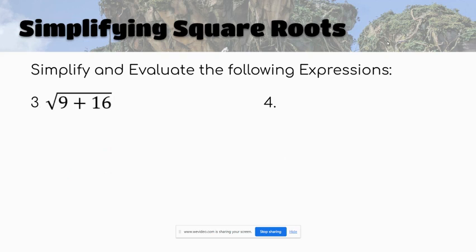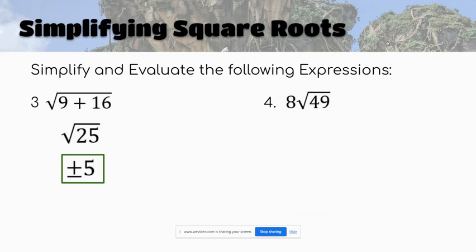Here I have 9 plus 16 underneath the square root sign. So remember, if you're adding or subtracting, you want to deal with that first. Multiplying or dividing, you deal with that afterwards. So 9 plus 16 is 25. The square root of 25 is plus or minus 5, because positive 5 times positive 5 is 25. And negative 5 times negative 5 is also positive 25, because a negative times a negative is a positive.